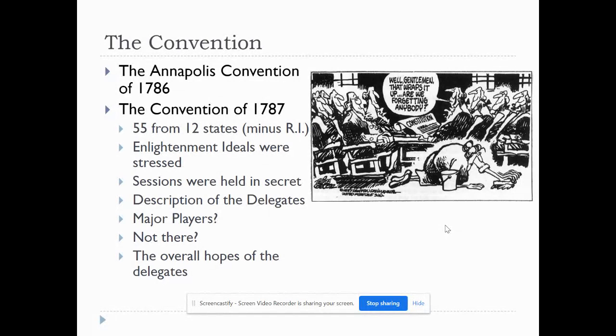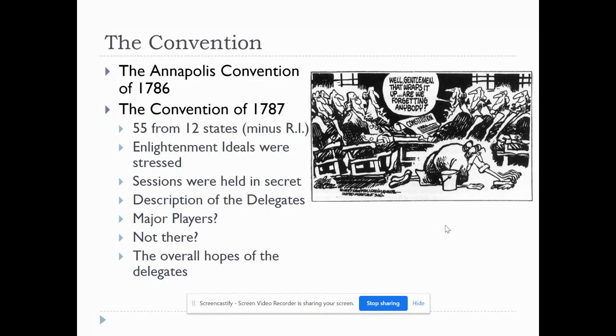They're all white landowning males. There is no female. There is no African American. There's no Native American. This is 55 white guys coming together, all of whom have at least a pretty sizable amount of property. Most of them have higher level degrees. Not all of them, but most of them do.